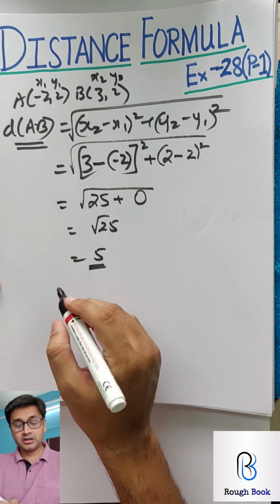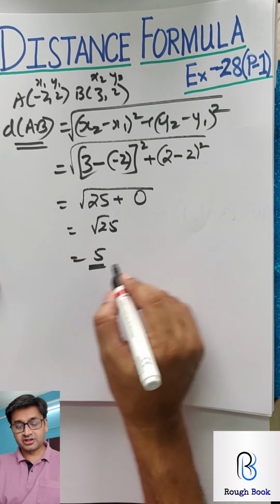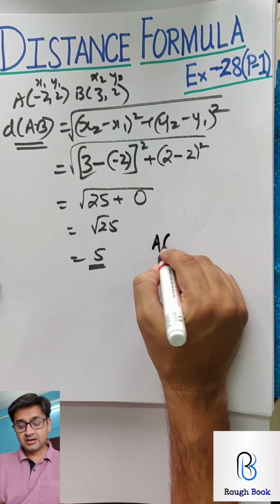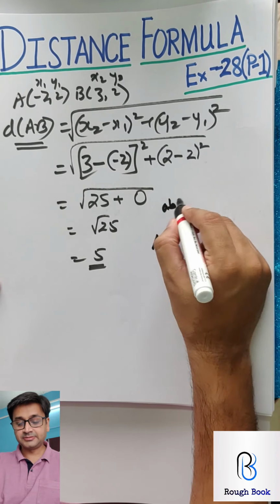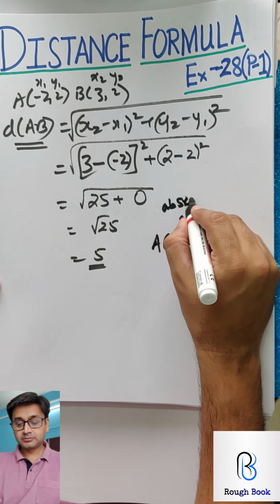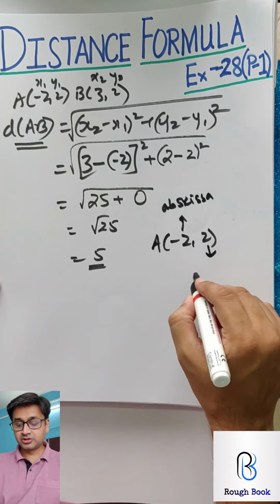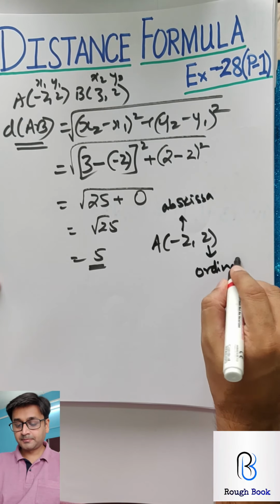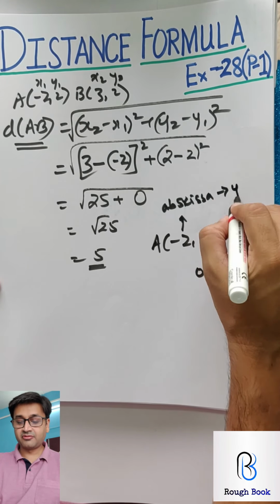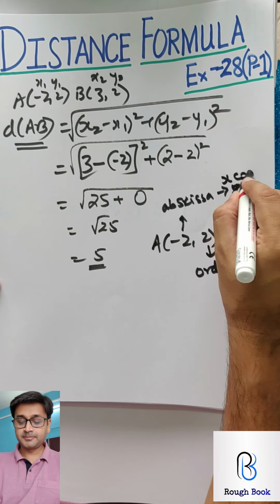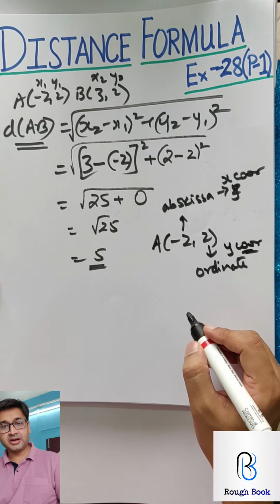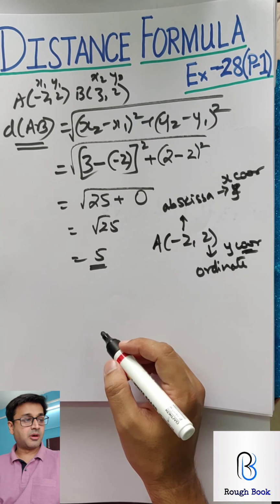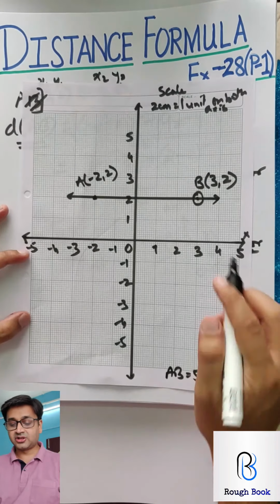If you remember earlier in the coordinate geometry chapter, let's say if A is minus 2 by 2, we said this 2 is called as abscissa and this 2 is called as ordinate. Basically abscissa is the x coordinate and ordinate is the y coordinate. Will you remember that?